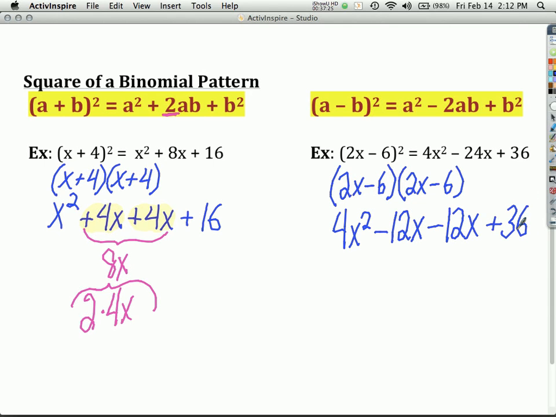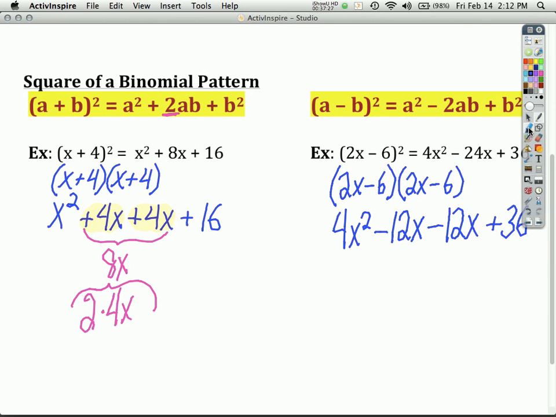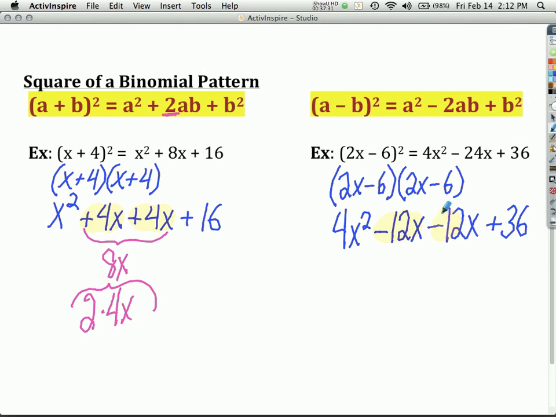The pattern works every time. We end up with the same term twice. 2 times negative 6 is negative 12. Times 2, because there's 2 of them, and that's why we get the negative 24x. Does anyone have any comments, questions, or concerns?